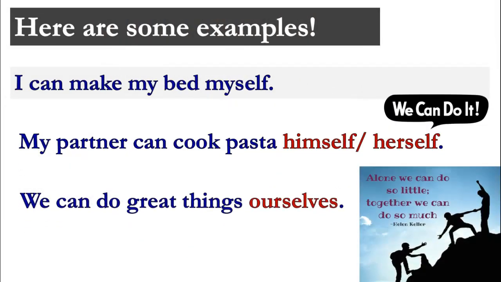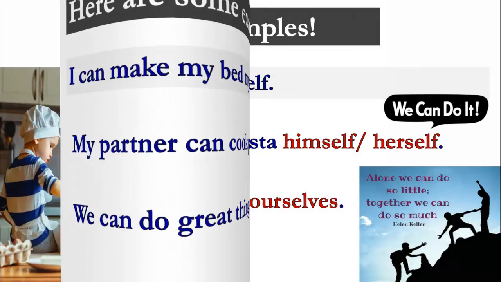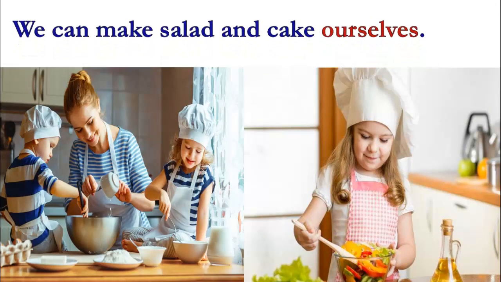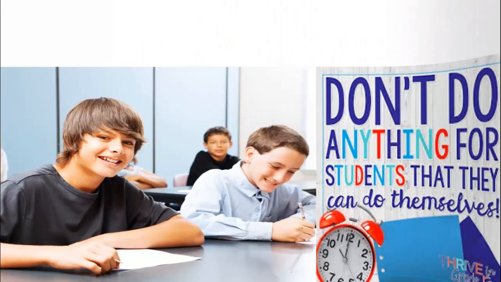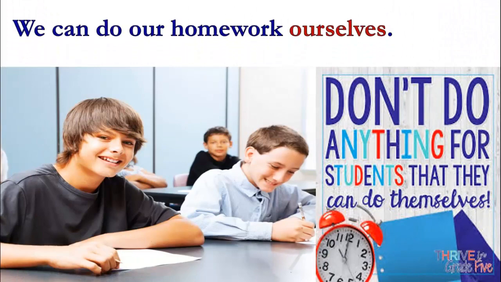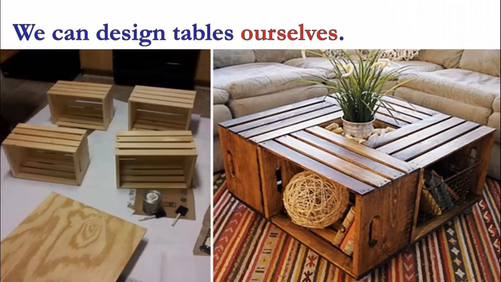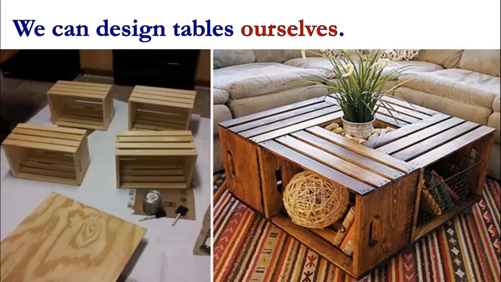Here we have some examples. I can make my bed myself. My partner can cook pasta himself or herself, if we speak about male or female. We can do great things ourselves. Ourselves here is a reflexive pronoun for the pronoun we. We can make salad and cake ourselves. We can do our homework ourselves. We can design tables ourselves.